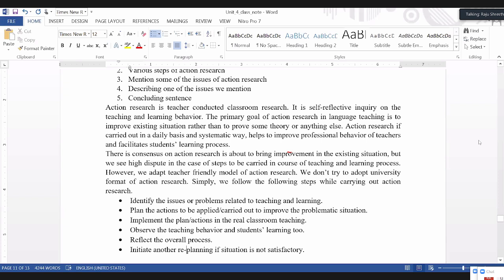Initiate another replanning process if the situation is not satisfactory. So it is in this sense a spiral process, a recursive process.